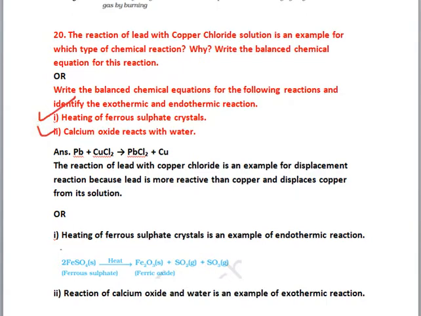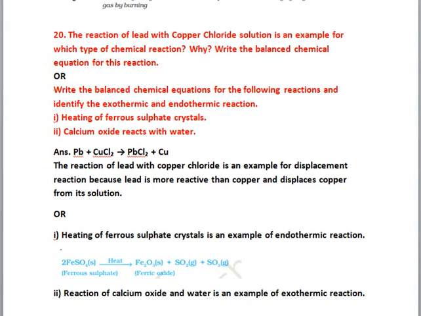We have to write the reaction, which is given in word form. We have to write the chemical reaction, and also we have to say whether it is an exothermic reaction or endothermic reaction. So first of all, we should understand the meaning of exothermic reaction. Exothermic reactions are those reactions in which heat is released, heat is liberated. Endothermic reactions are those reactions in which heat is absorbed, heat is used.